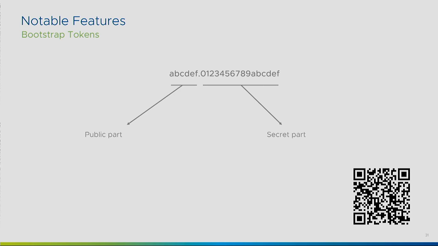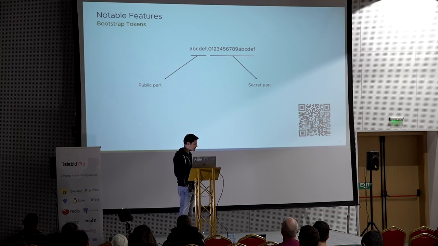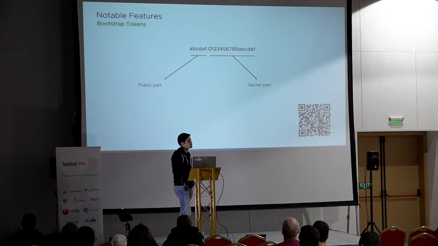Now they actually have two parts divided by a dot. The first part is the public part. The public part is six digits or small caps letters, and this is actually the name of the Bootstrap token. The secret part is the next part. This is 16 numbers or small caps letters, and this is the part that you have to guard very closely.